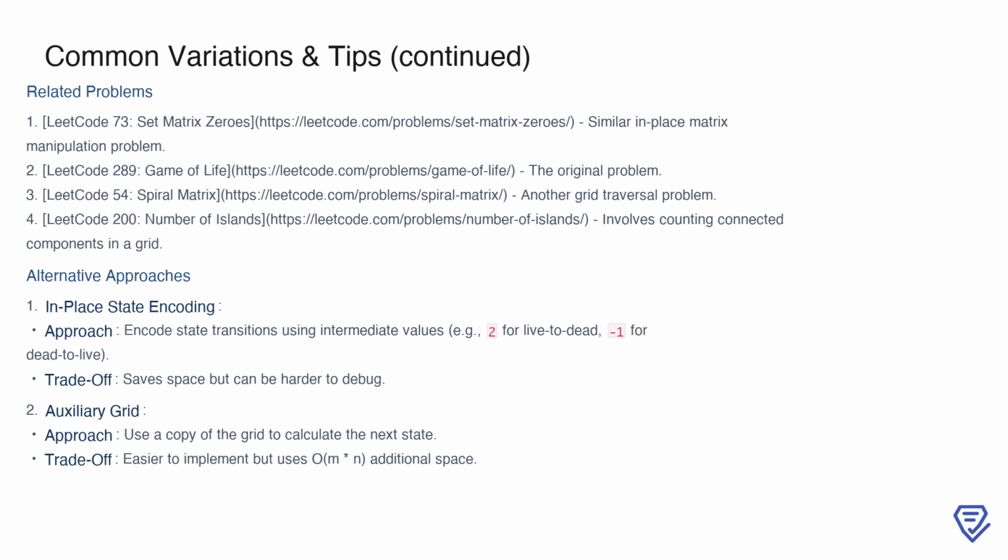In terms of alternative approaches to solving the problem, you can either use in-place state encoding or an auxiliary grid. With in-place encoding, you use intermediate values like 2 or -1 to save space, but this can make the solution harder to debug. On the other hand, using an auxiliary grid is easier to implement and debug but comes at the cost of additional space usage, specifically O(m*n). Choosing the right approach depends on the problem constraints and your priorities.